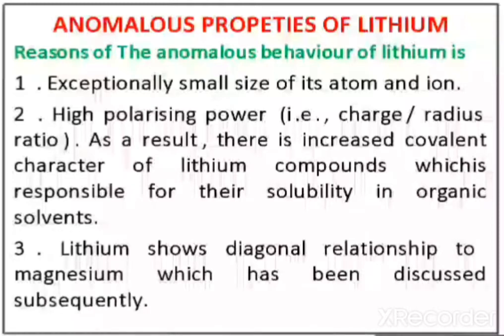Lithium shows diagonal relationship to magnesium, which has been discussed subsequently. So it is showing diagonal relationship. What is diagonal relationship? Diagonal relationship means, you see in our periodic table.